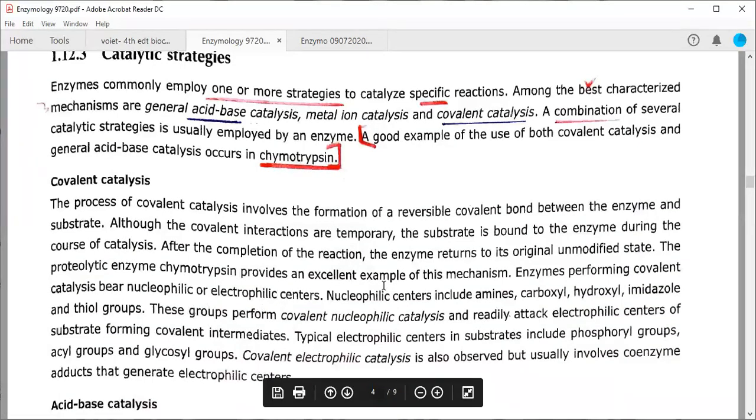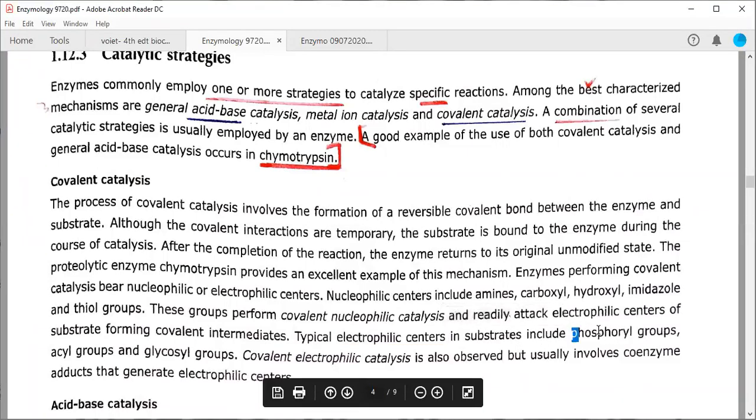So what type of groups? Nucleophilic centers are made up of amine, carboxyl, hydroxyl, imidazole, and thiol groups. These perform the covalent nucleophilic catalysis, and readily attack the electrophilic centers of the substrate, forming a covalent intermediate. So obviously these covalent bonds are formed. The second type is electrophilic centers, where the substrate includes the phosphoryl groups.